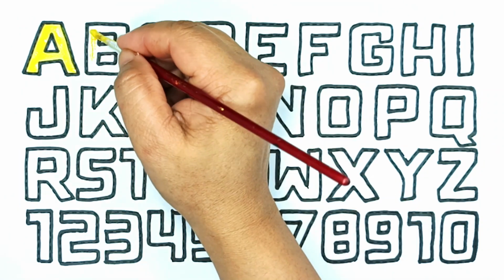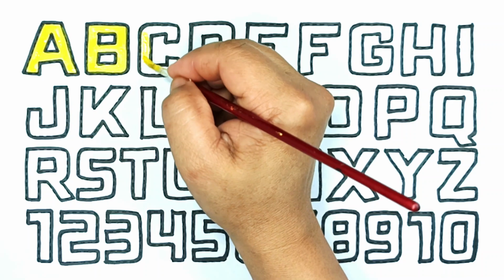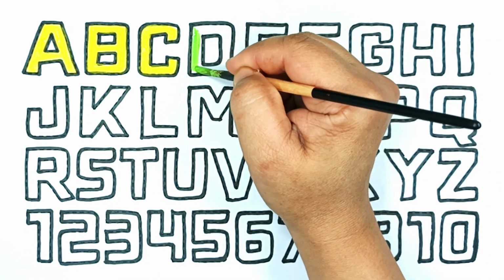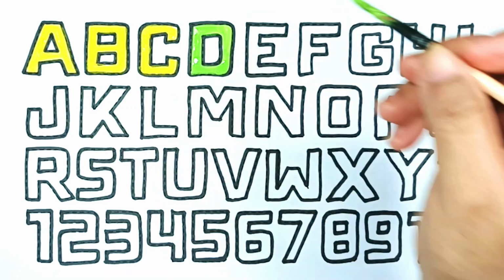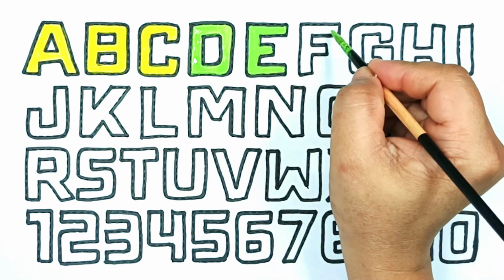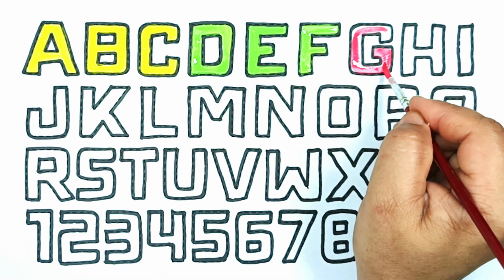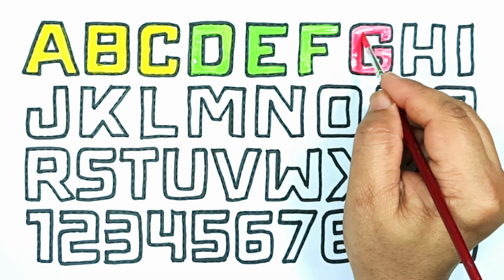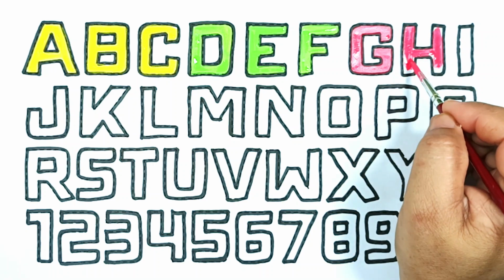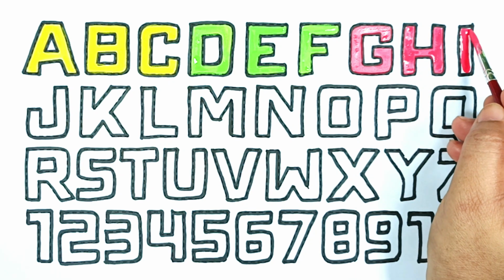A for apple. B for ball. C for cat. D for doll. E for egg. F for frog. G for glass. H for hat.